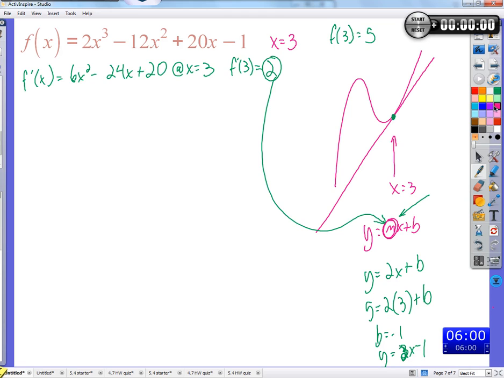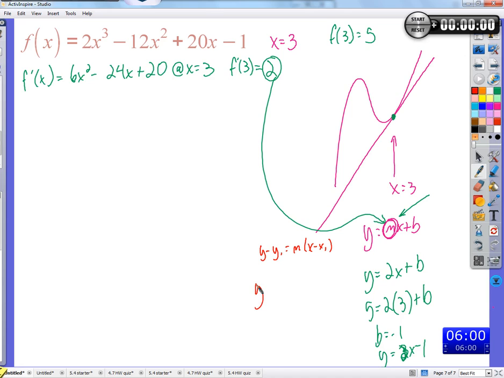Here's another option. Do you remember the point slope form? y minus y1 equals m times x minus x1. Get real comfortable with this, because I'm going to reference it quite a few times today. What's it called again? The point slope form. It's called the point slope form because we have a point and a slope of a line. We plug them in and solve for y, and we have the equation of the line.